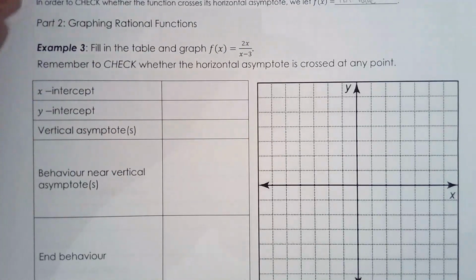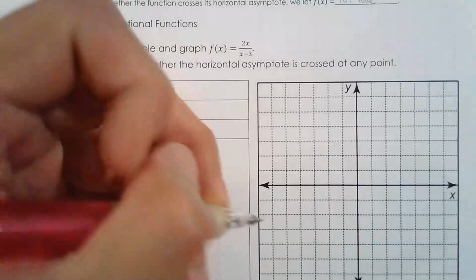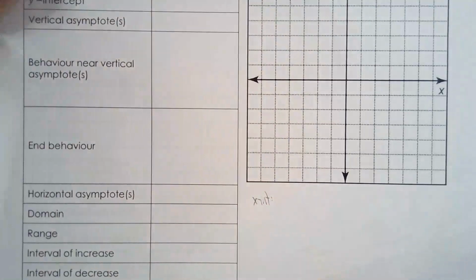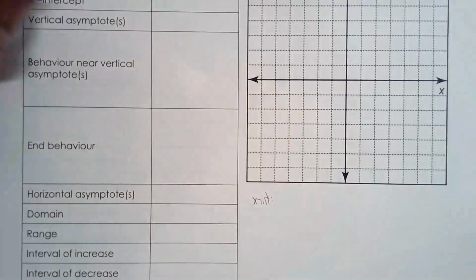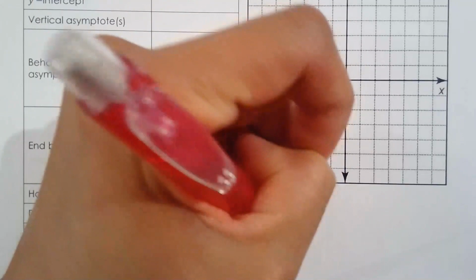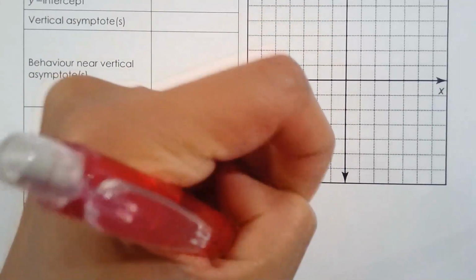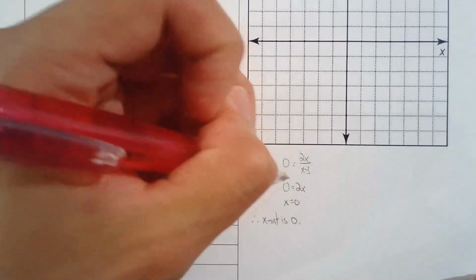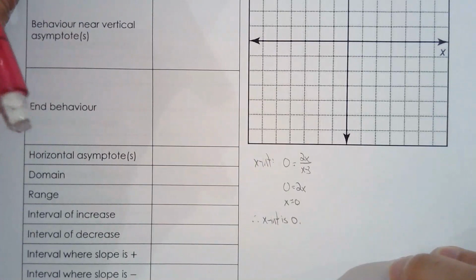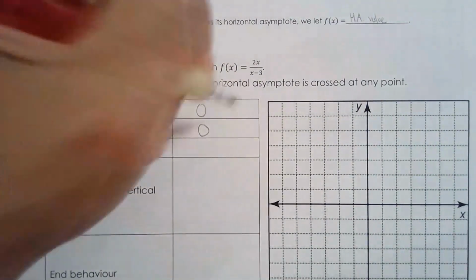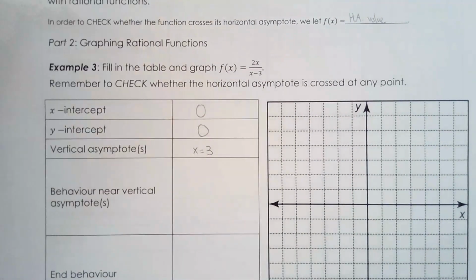So let's see, x-intercept. Let f of x equal 0. I'll show the math, and the only reason I'm showing it is because I don't want you to assume that there are no x-intercepts, because it seems like every rational function has no x-intercept. So if you follow the math, you let f of x equal 0 and solve, the x-intercept is 0, which means your y-intercept is also 0. You're intersecting at the origin. The vertical asymptote, that's easy. Look at your denominator, linear factor, x equals 3.